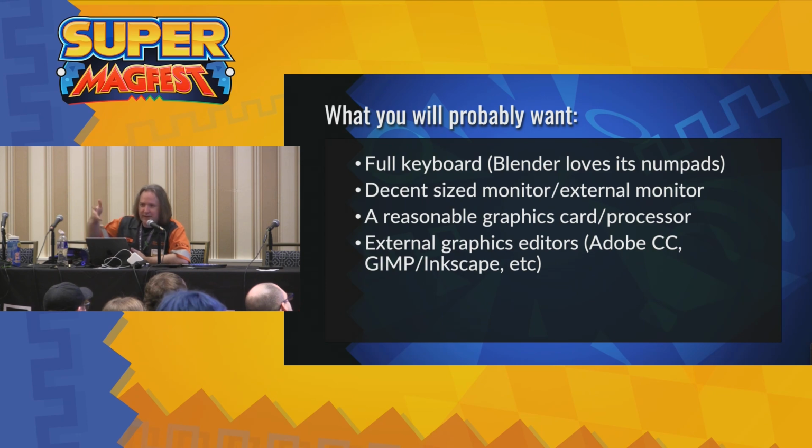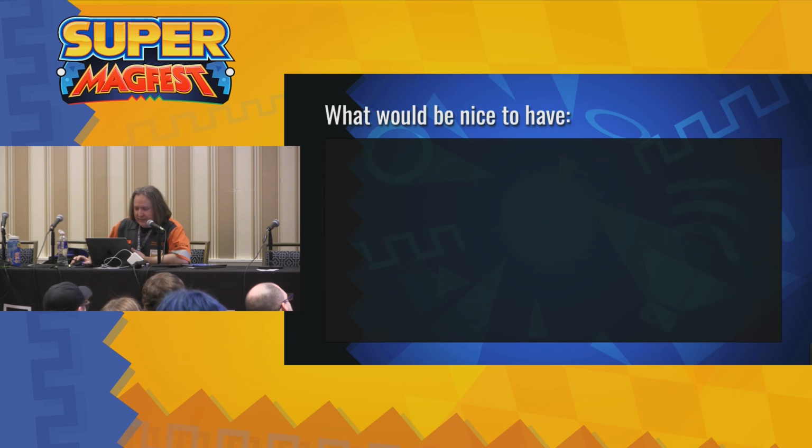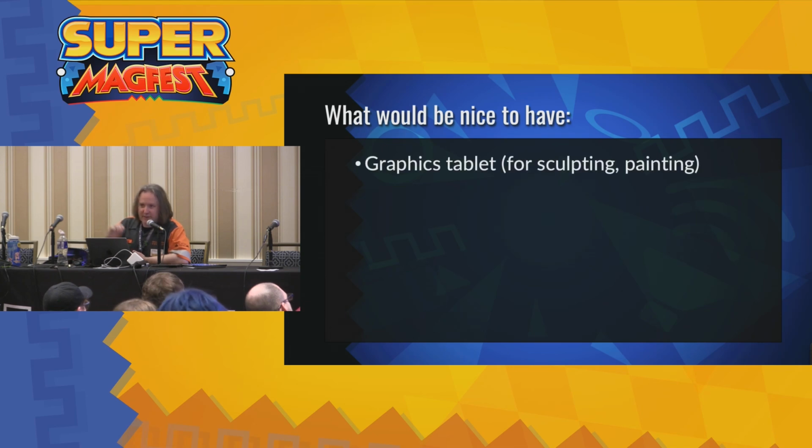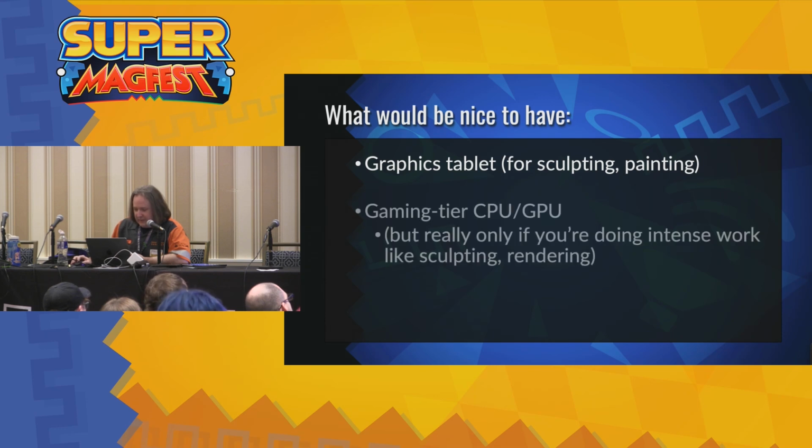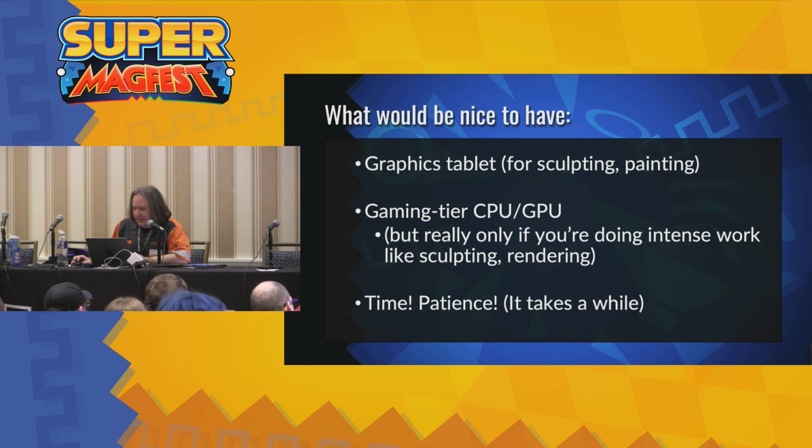I mentioned before, I use Adobe Creative Cloud stuff like Illustrator and InDesign. Those are nice to use for those graphics things. And then the very nice to haves, if you're into sculpting, a graphics tablet, so you can actually sculpt with a gestural sort of pen control. And boy, it really doesn't like me clicking next here. Gaming-tier specs, if you're really getting into intense 3D models that are animating and sculpting and rendering, you probably want something that could run a good game. But more than any of those things, just philosophically, you want time and you want patience.